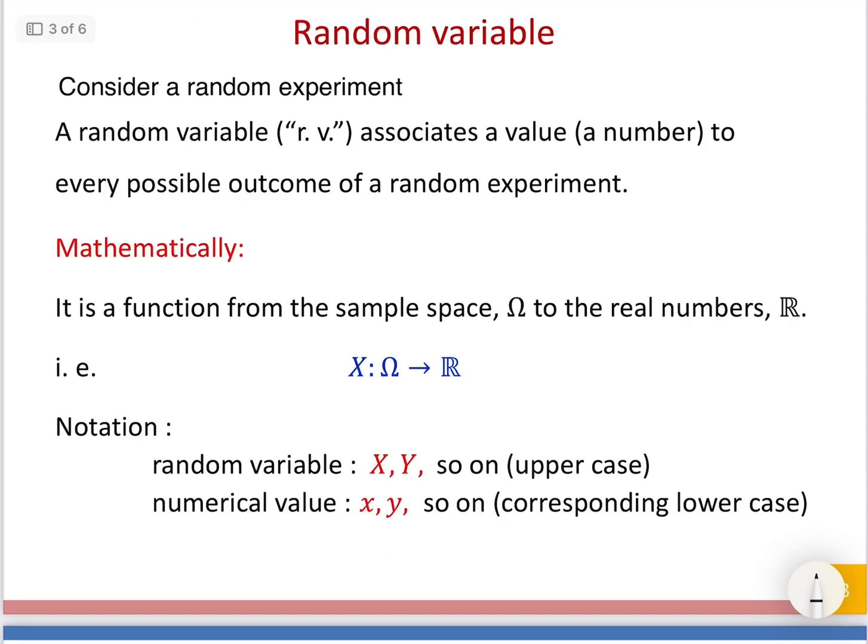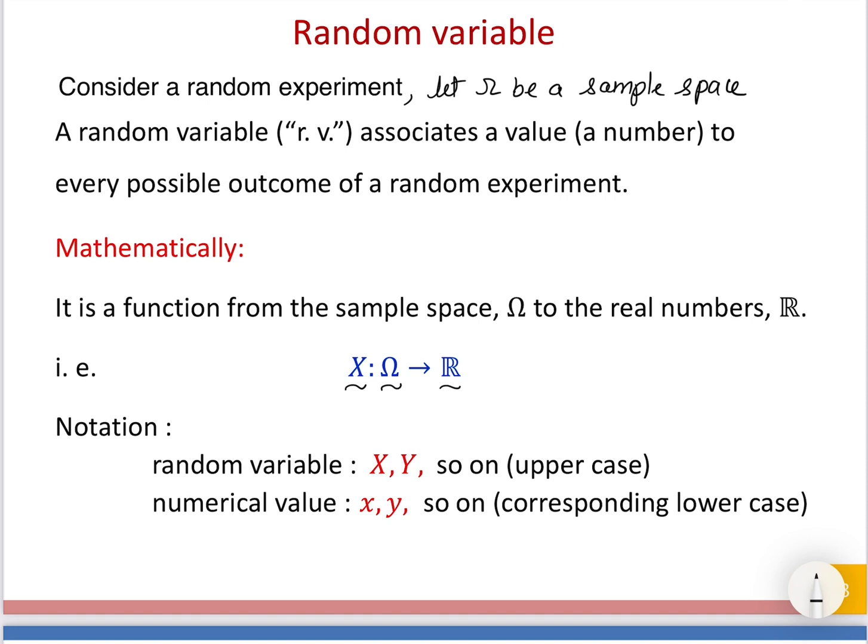Let us consider a random experiment and let omega be a sample space. Let us set up all possible outcomes of the experiment. A random variable X is a function from sample space omega to real numbers. That is, a random variable X assigns to each and every element in a sample space a unique real number.